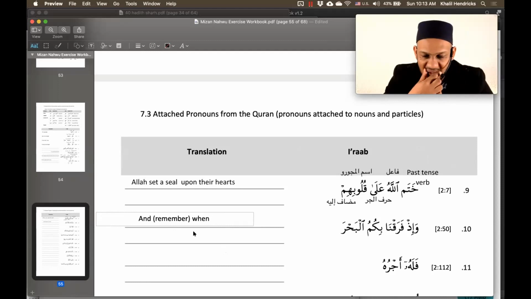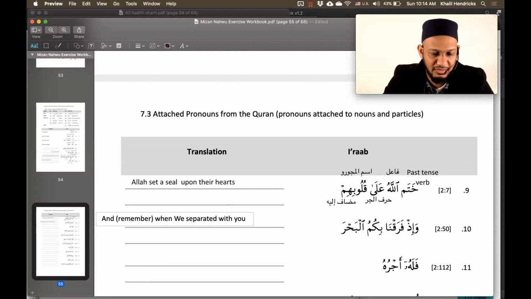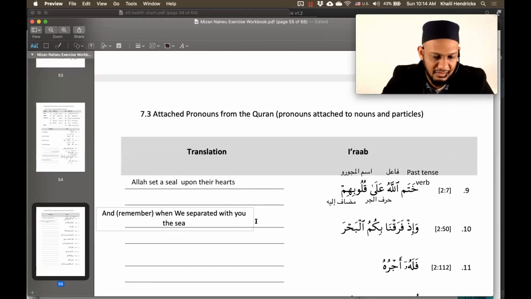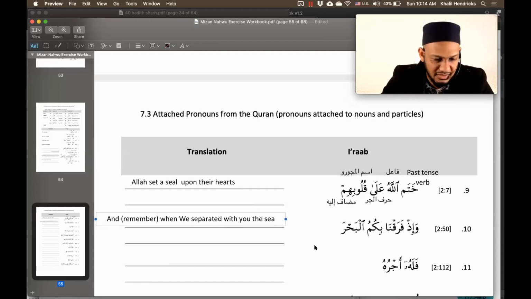What's faraqana? We separated. We separated or we split. Both are fine. We separated. Bikum. What's bi? With. With you. Good. The sea. Al-Bahra. The sea. Okay, so literal translation. Again, we keep the translation literal. We don't make it flow and stuff. We just keep it literal, so it's easier.